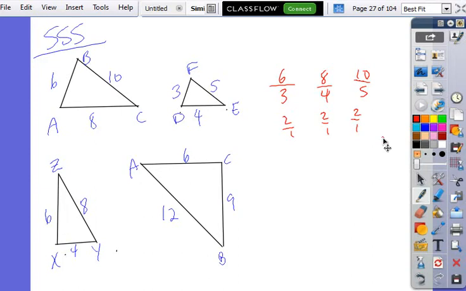Now, a better way of doing it, I think, is to start with the second one. So I would do 3 over 6, 4 over 8, 5 over 10. 1 half, 1 half, 1 half. The reason I say do the second one first is that this right here is your scale factor. When you do second compared to first, it automatically gives you the scale factor. So small, small, middle, middle, big, big, see if you get the same fraction.